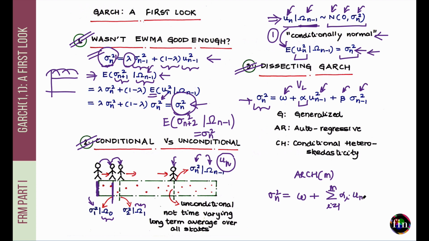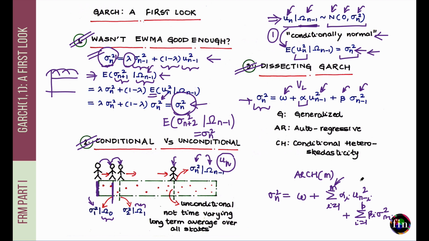That means u_{n-i} squared. Okay. When I generalize this ARCH model, I do two things. First is I let this m potentially go to infinity. Second thing which I do is I also include in the model lagged terms of the variance itself. Let's call it beta_i sigma_{n-i} squared.